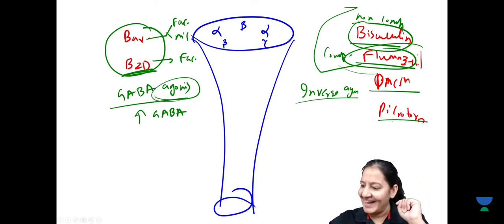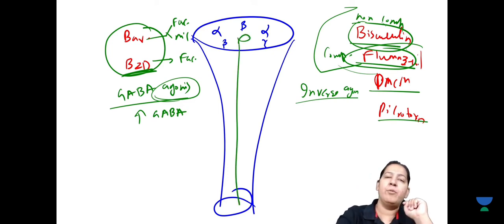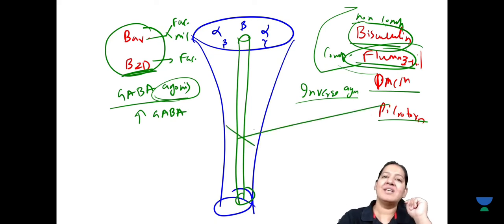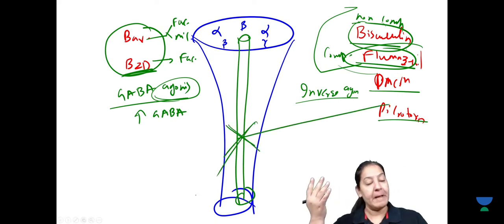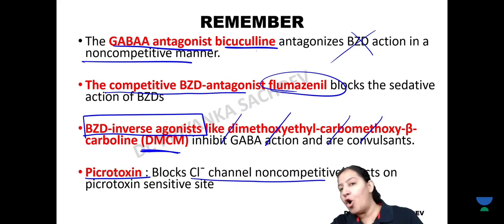And picrotoxin directly inhibits the chloride channel. In the center there is a chloride channel, ultimately the whole fight is about the chloride channel. So picrotoxin directly inhibits the chloride channel. It is a non-competitive inhibitor of the chloride channel.